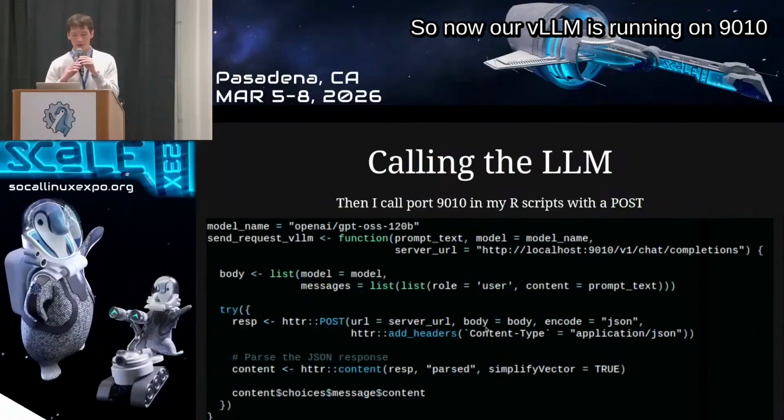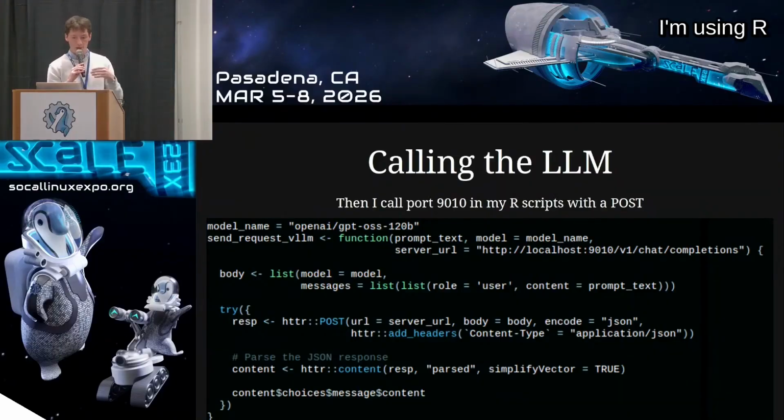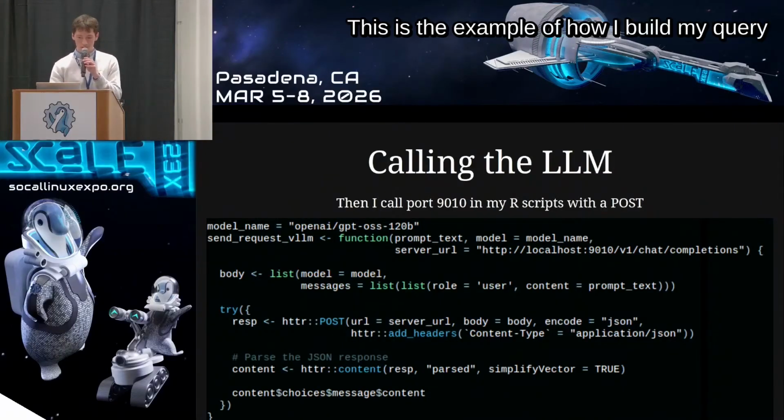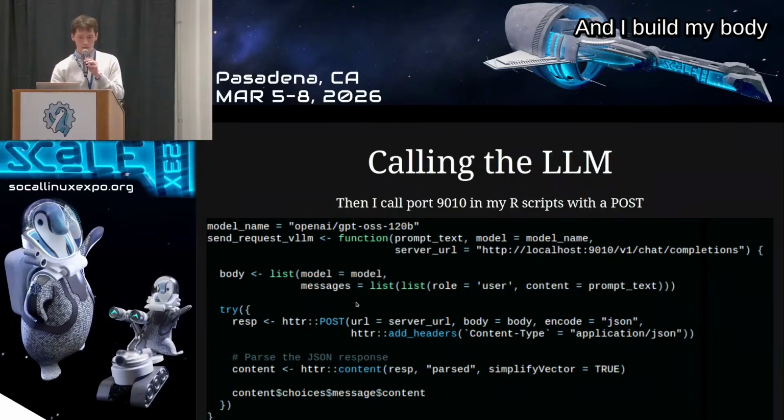So now our vLLM is running on 9010, and we can call it with any POST query. I'm using R. This is an example of how I build my query. I have a function with my prompt coming in, and in this I build my body, retrieve the result, and get it back from the function.